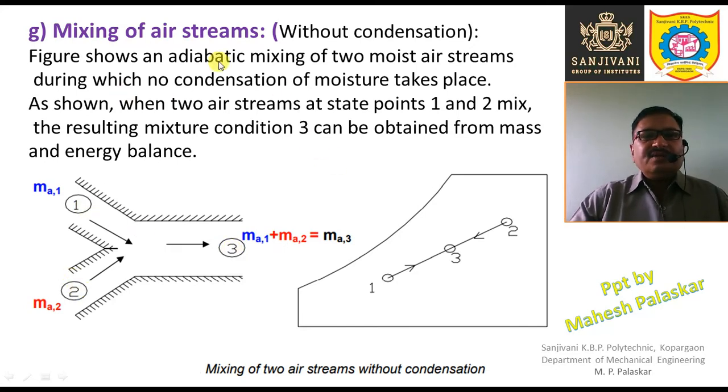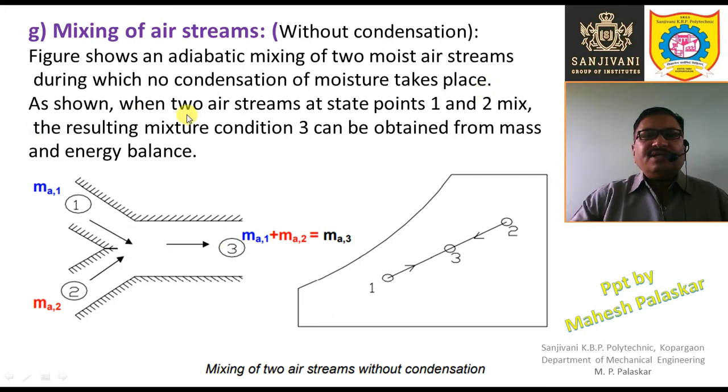Okay, so this mixing takes place without condensation. We are going to study the case when condensation is not taking place. This figure shows an adiabatic mixing of two moist air streams. There is only mixing, there is no external heat transfer. So it is adiabatic mixing of two moist air streams during which no condensation of moisture takes place. There is no condensation of the moisture present in the air.